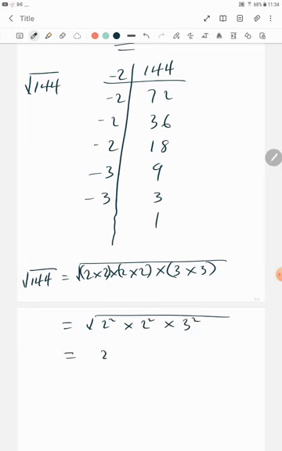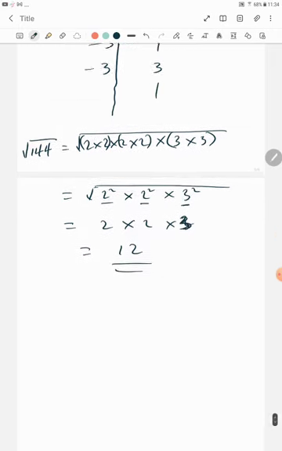So the square root will be 2, because this square root will remove the square. So times 2 times 2, 3. Okay, because this is 3. So you can see this is 2, 2. So that will be 2 times 2 times 3. 2 times 2 will give us 4. 4 times 3 will give us 12. So 12 is the square root of 144.